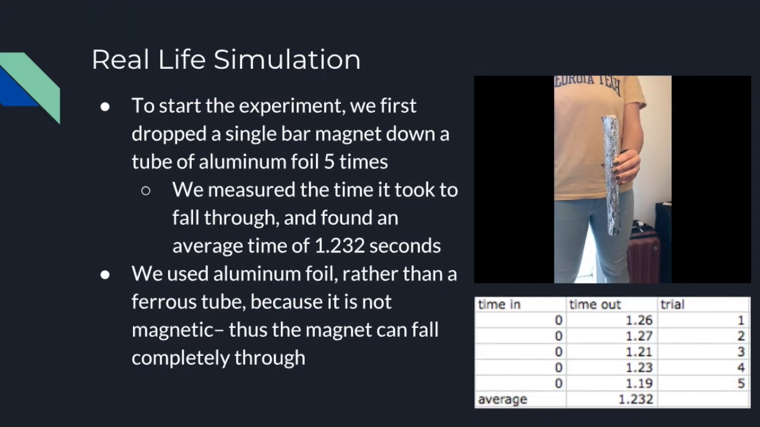To start the experiment, we first dropped a single bar magnet down a tube of aluminum foil 5 times. We measured the time it took to fall through and found an average time of 1.232 seconds. We used aluminum foil rather than a ferrous tube because it's not magnetic, thus the magnet can fall completely through the tube with no issue.